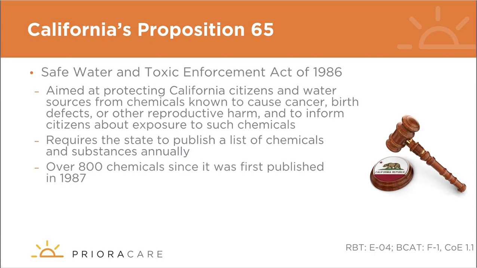The second part of this training is on California's Proposition 65, which came about as part of the Safe Water and Toxic Enforcement Act in 1986. It aimed at protecting California citizens and water sources from chemicals known to cause cancer, birth defects, or other reproductive harm, and to inform citizens about exposure to such chemicals. It requires the state to publish a list of chemicals and substances publicly annually. There were over 800 chemicals on the list since it was first published in 1987, and every year it is amended and updated.